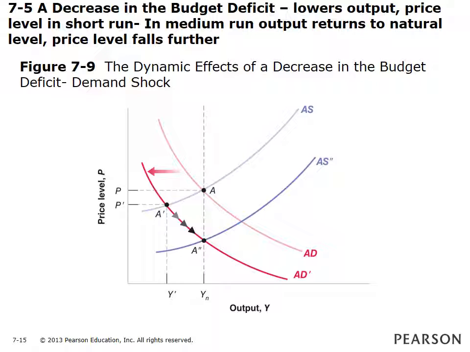In the medium run, economy's self-adjusting mechanism will return output to the natural level, but price level will fall even further. At A prime, the actual output is below the natural level and the actual price level will be below the expected price level. People will revise the expected price level lower. AS will shift down as nominal wages fall. New equilibrium is at point A double prime when output has returned to its natural level.